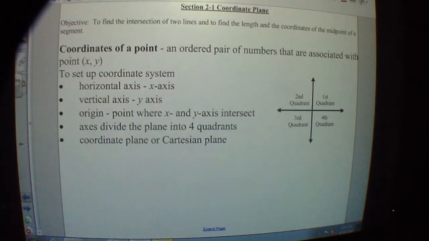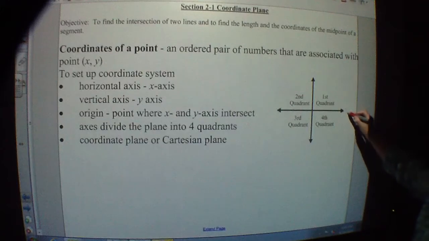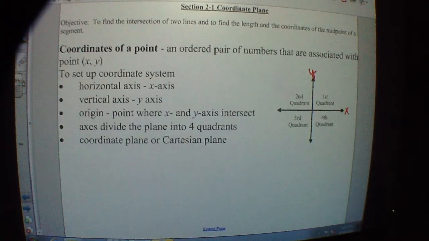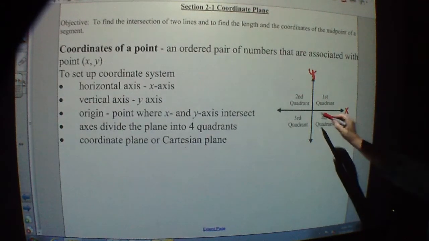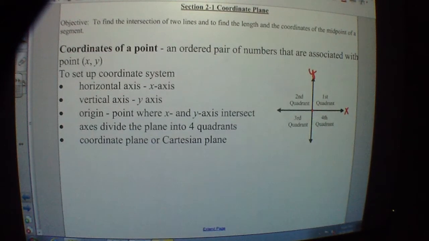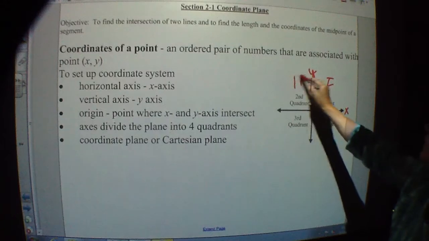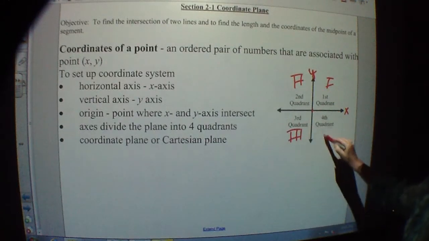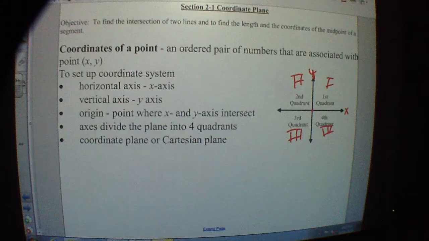To set up the coordinate system, we have an x-axis, which is your horizontal axis. We have a y-axis, which is your vertical axis. Where they intersect is the origin, and the x and y axis divide the plane into 4 quadrants. The first quadrant, the second quadrant, the third quadrant, and the fourth quadrant. And that is called the coordinate plane, or the Cartesian coordinate system, or Cartesian plane.